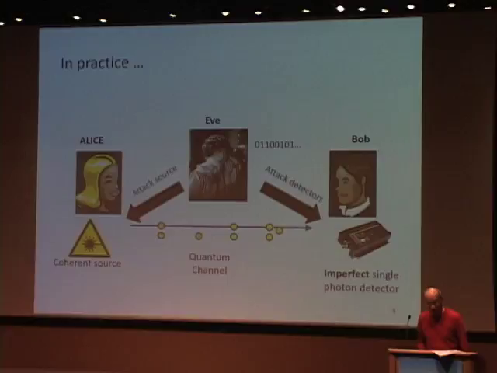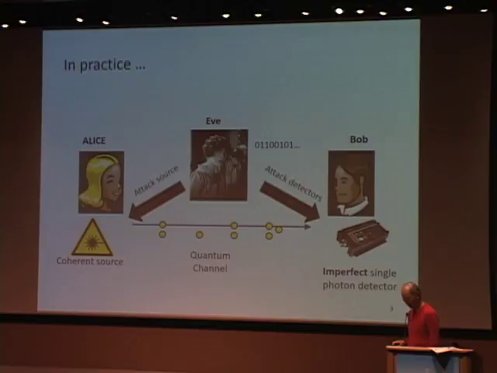Now let's think about it: of course, the actual system is not perfect. We never have a perfect single photon source, so maybe we have some weak coherent source. How about detectors? Well, they will be imperfect, right? It's a very complicated device. Lots of things are happening. There's electronics, there's solid state physics. Who knows what's going on in the detectors? So we cannot be sure. And the eavesdropper can attack both the source and the detectors. That's a huge challenge to security.